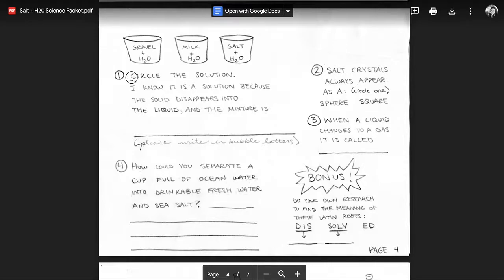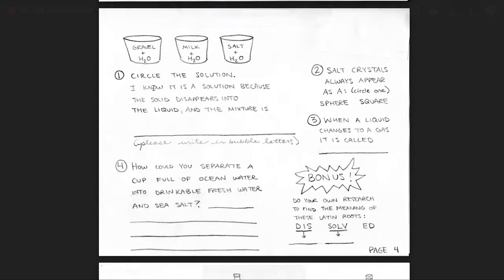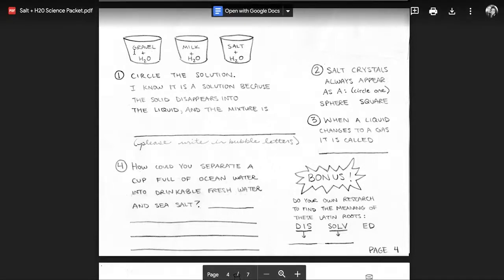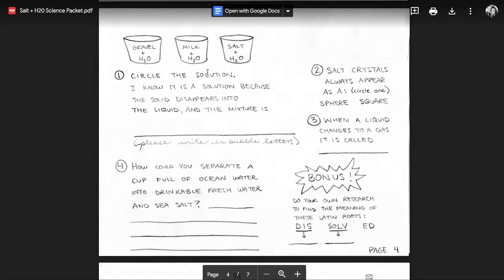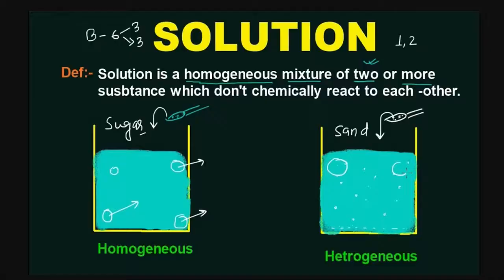All right, number 1 says to circle the solution. What is a solution? Well, first of all, let's preview what we've got here. I've got a fake little picture of gravel and water, milk and water, and salt and water. And this reminds me of that experiment we did on Monday where I had a couple different cups of water and I tried stirring different things to see if there was a reaction in it, right? Let's review what a solution is.